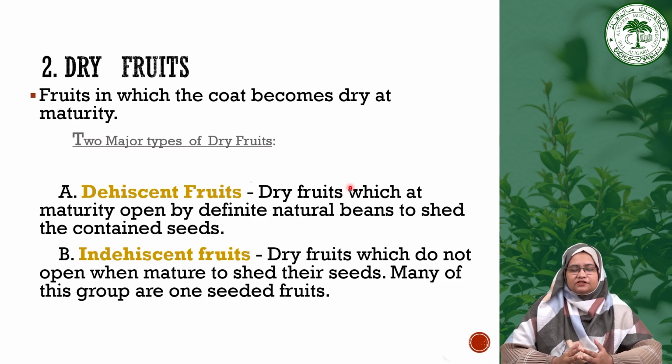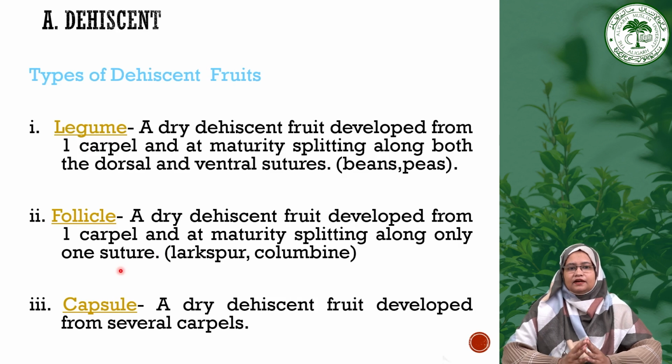So this type of fruit is called dry fruit, and dry fruit is further categorized into two categories on the basis of their dehiscence. They may be dehiscent fruit, which dehisce after maturity so their seeds are shed, and the second one is indehiscent fruit, which will not shed their seeds after maturity. So starting from the first category, the dehiscent fruit. Dehiscent fruit are further categorized into different types like legume, follicle and capsule.